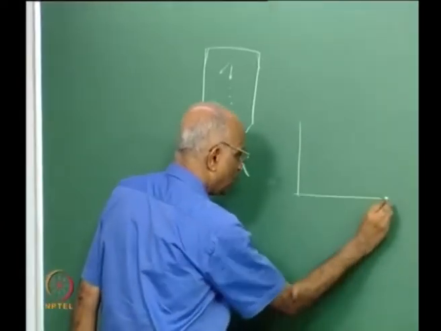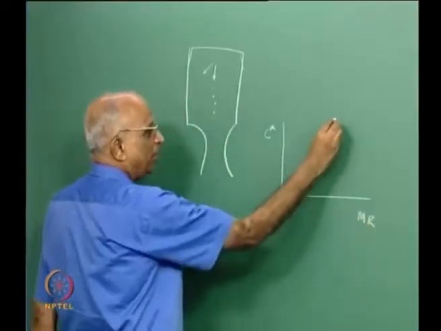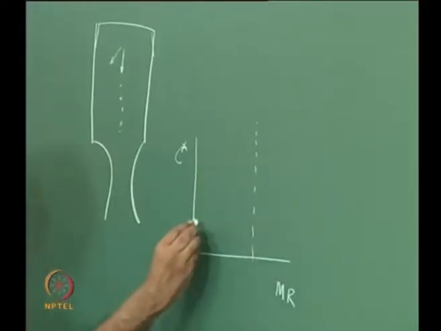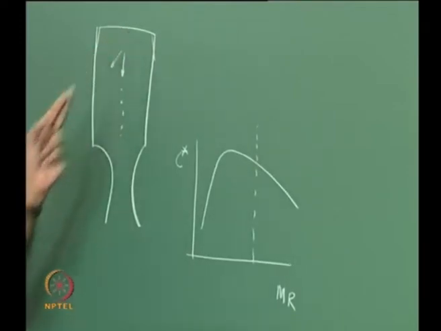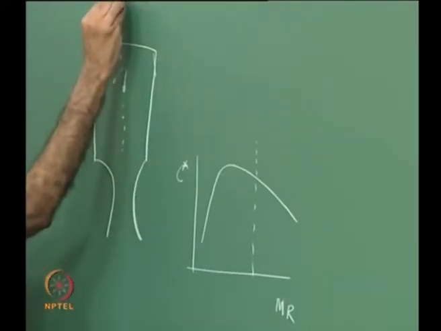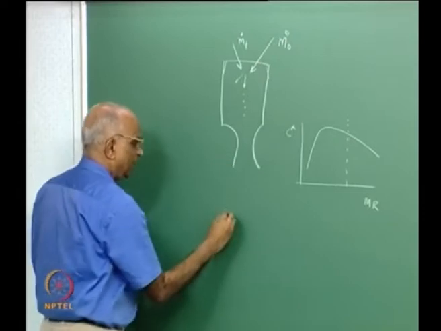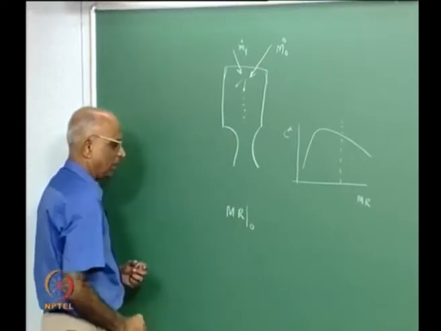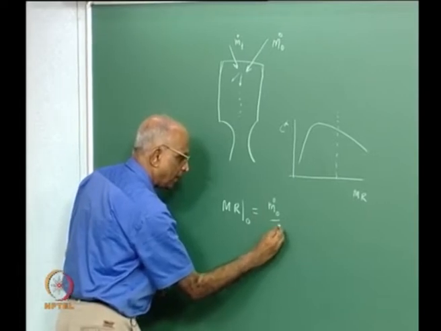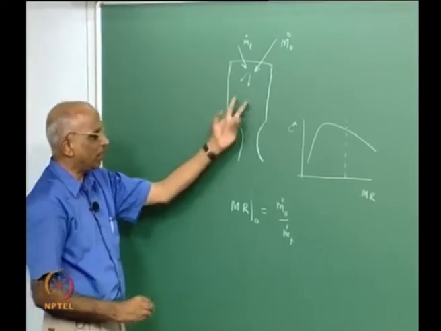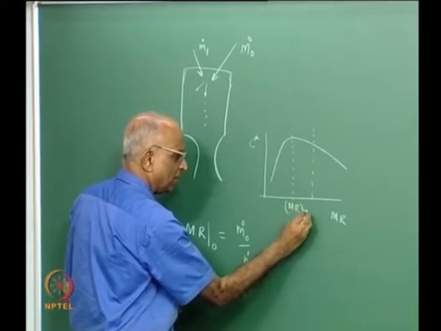In the earlier classes, we also said, if I plot C star as a function of mixture ratio, we always operate in the fuel rich region. Let us say this is stoichiometry. We have maximum C star in the fuel rich region. Maybe I would choose an injection mixture ratio. That means I inject some mass of fuel, with flow rate m dot F in kilograms per second, and some oxidizer m dot O, and the mixture ratio at injection, let me call it (O/F) injection, is equal to m dot O divided by m dot F. I would like the C star to be maximum, therefore maybe I adopt this as the mixture ratio corresponding to injection.